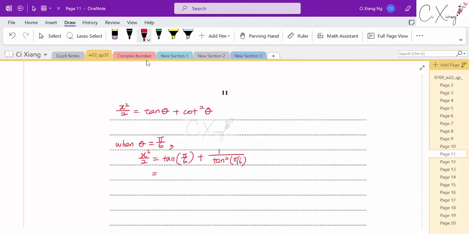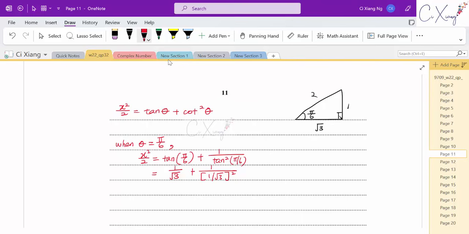So tangent pi over 6 will be 1 over square root 3. For those who are using MS calculator, then you might need to use the right angle triangle to help you. When we are having pi over 6, 30 degree, I'm having 1, 2, square root 3 here. So if they're asking for tangent pi over 6, it will be 1 over square root 3. Then for the second term here, I'm having 1 over square root 3 squared.